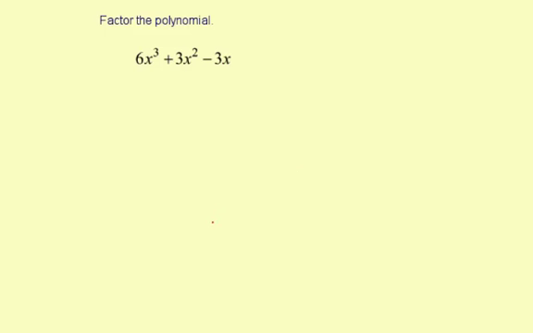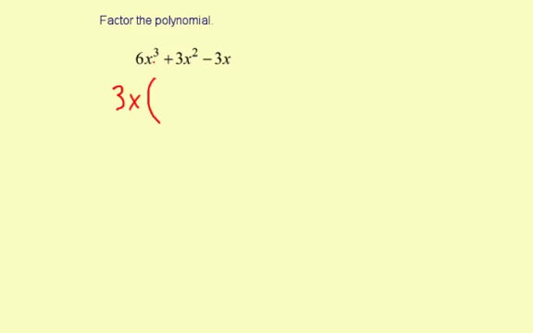Factor the polynomial 6x to the third plus 3x squared minus 3x. So the first thing we want to do is see what's in common with all three terms. 6, 3, 3. A 3 is in common, so that can come out of everything. And then as far as the variables go, x to the third, x squared, x, and x is in common with everything.